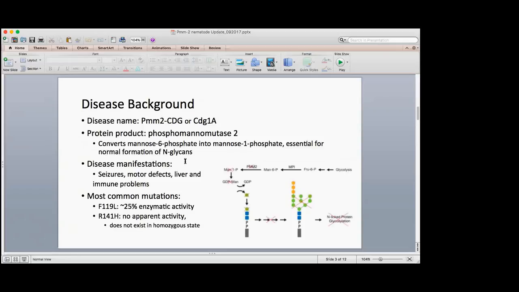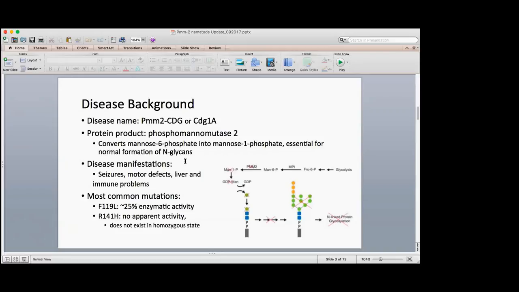I don't really need to go, I think, too much into the background here. Again, the rationale for picking F119L was that this is a kind of classic hypomorph. So you've got some residual enzymatic activity left, not zero. So the idea is that potentially you could find therapies that would potentiate the residual function of an F119L mutant. And presumably that would be because this mutation is causing a protein instability or a protein folding problem. So if we could just potentiate or chaperone the function of that protein, you could get enough PMM2 activity back that you would have viability.